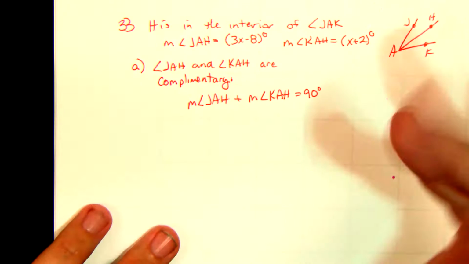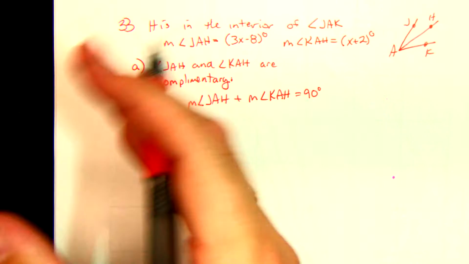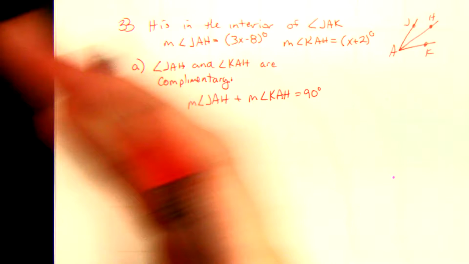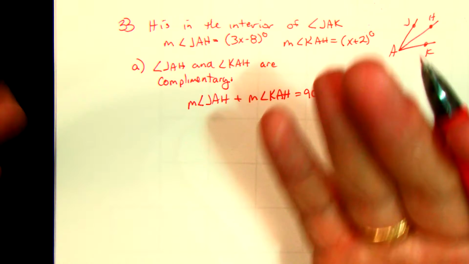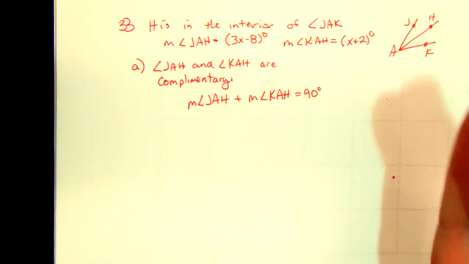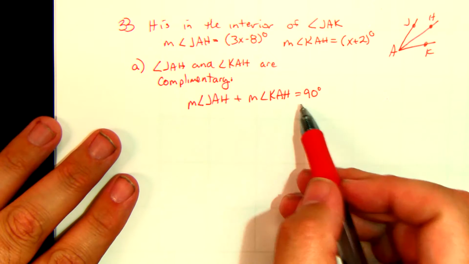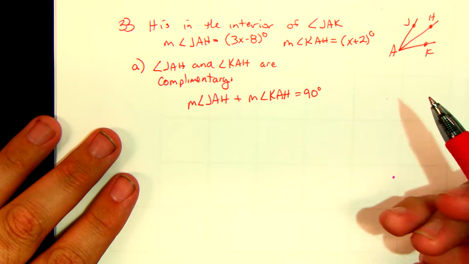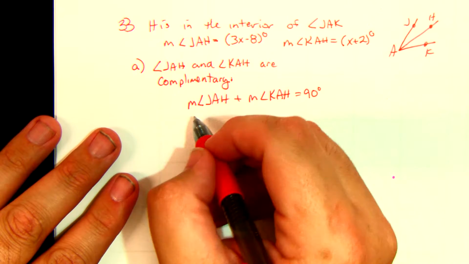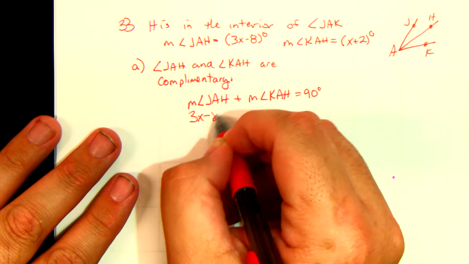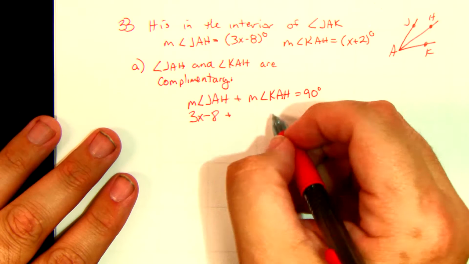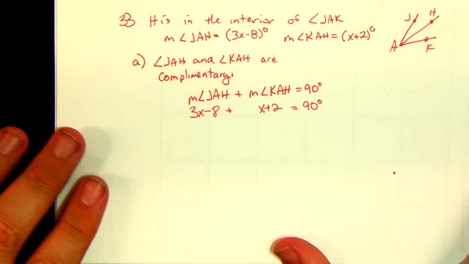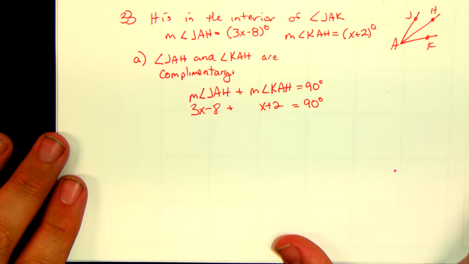I only say that because I know in your head, when you're saying they make up 90 degrees, I want us to get more formal. Because if you say, if I add them up, they are 90 degrees, then all of a sudden, this makes sense. Now I could just plug in the stuff: 3x minus 8 plus x plus 2 is equal to 90 degrees. Now we need to find the measure of each angle.